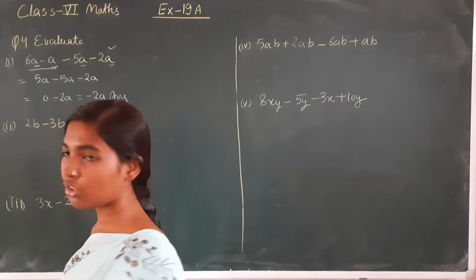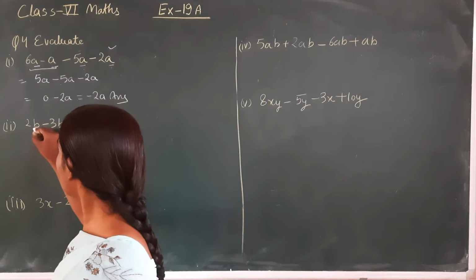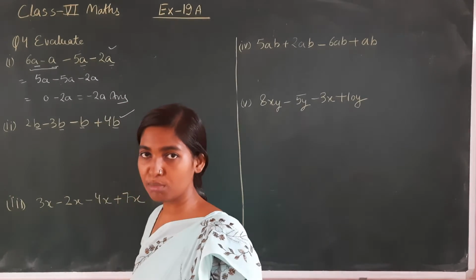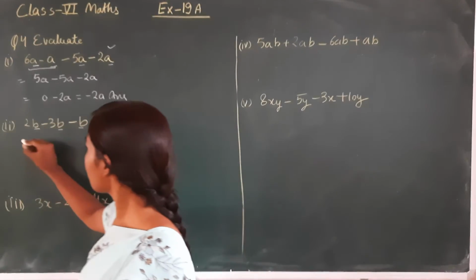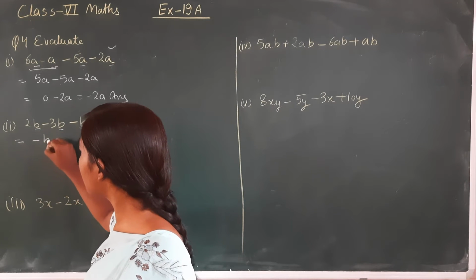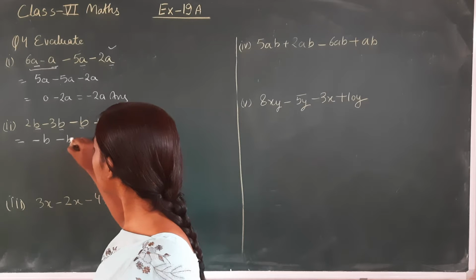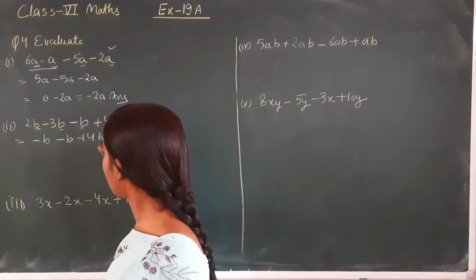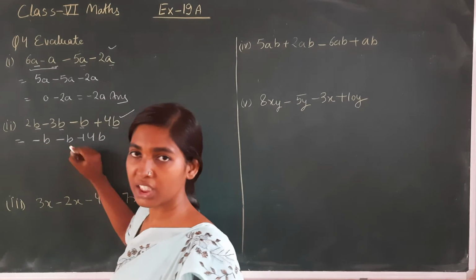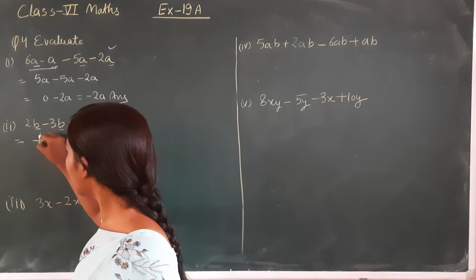Now come to the second one. See, here is b, here is b, here is b, here is b. Yes, all are like terms, so they can be added or subtracted. 2b minus 3b will be minus b, and here is minus b and plus 4b. Minus b and minus b. In front of b nothing is written, it means 1 is written.